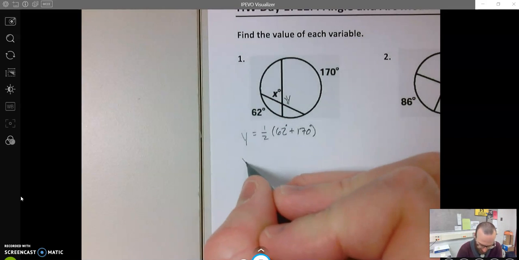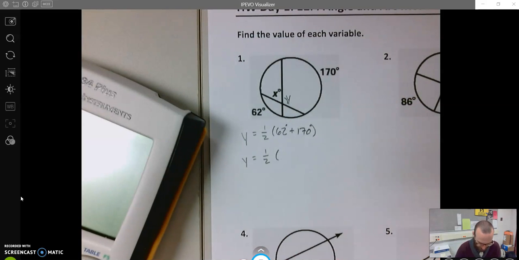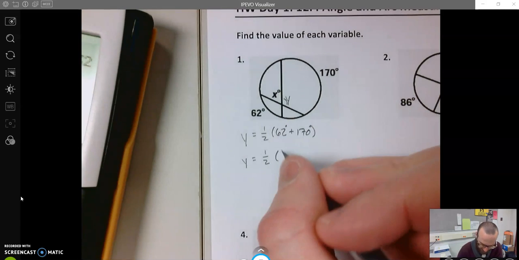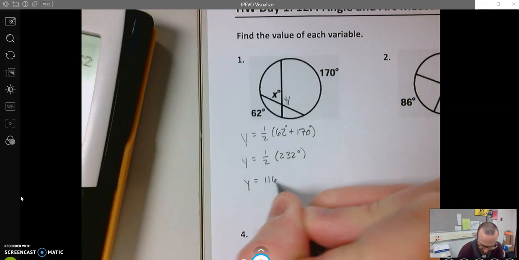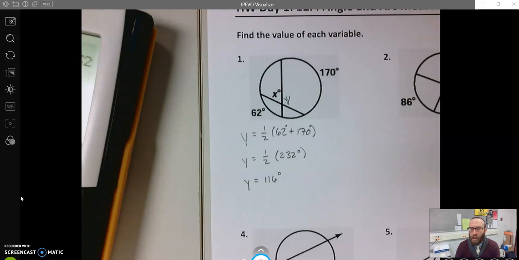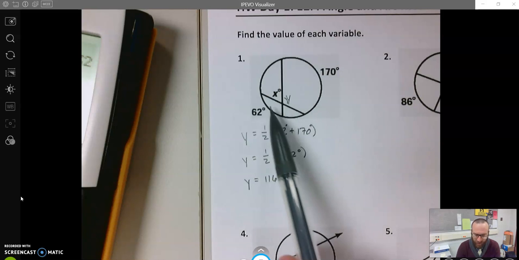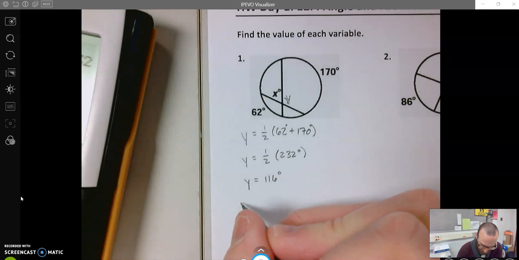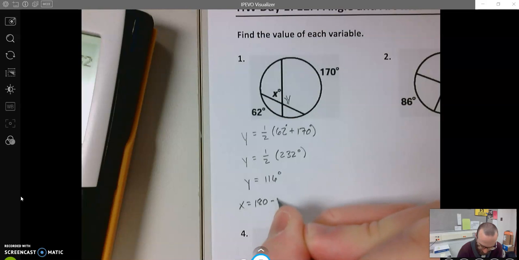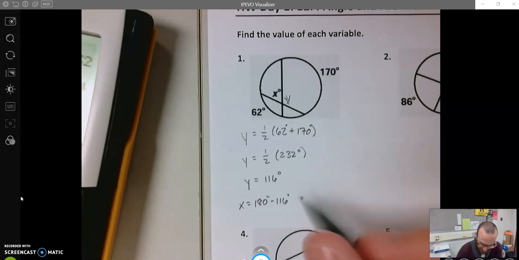And when I add those together, I get 1/2 of 62 plus 170 is 232, and half of that is 116 degrees. I wanted to use y there because I really need to know that that's not what I'm solving for in the end. I need to know what x is. But here I have this linear pair of angles that have to add up to 180 degrees. So x equals 180 minus 116, which is going to be 64 degrees.